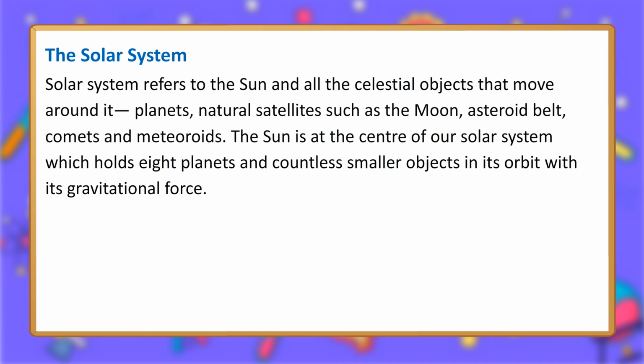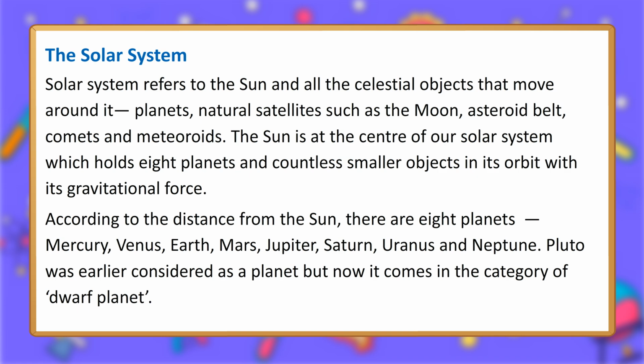The Solar System. Solar system refers to the Sun and all the celestial objects that move around it: planets, natural satellites such as the Moon, asteroid belt, comets and meteoroids. The Sun is at the center of our solar system, which holds 8 planets and countless smaller objects in its orbit with its gravitational force.